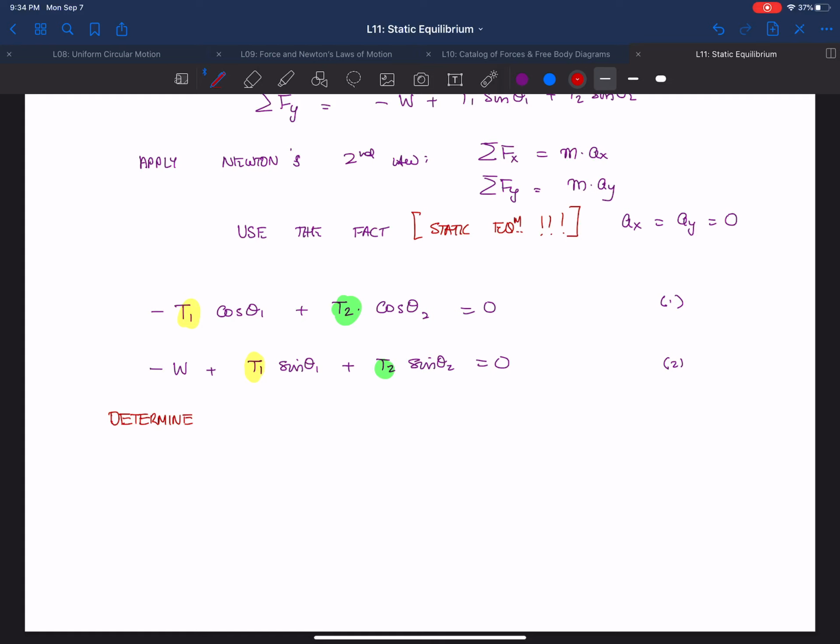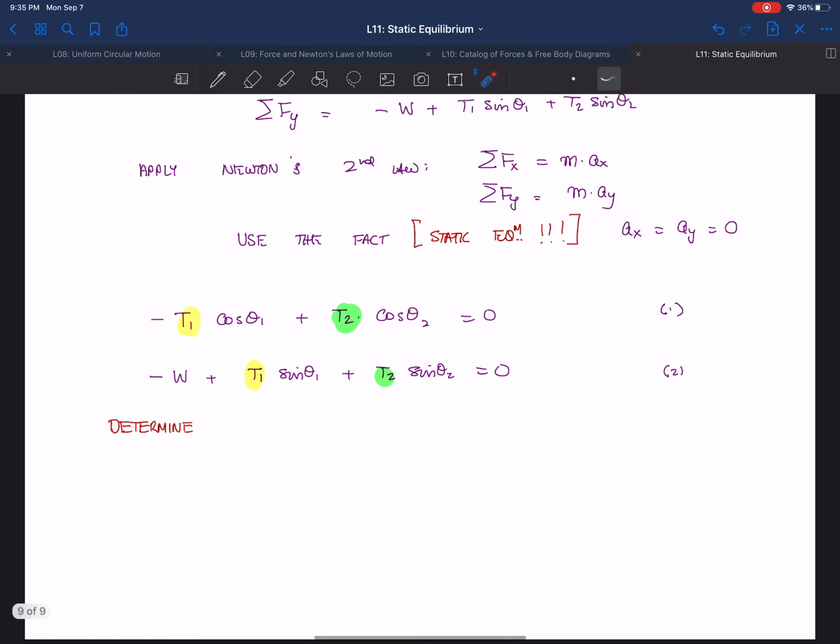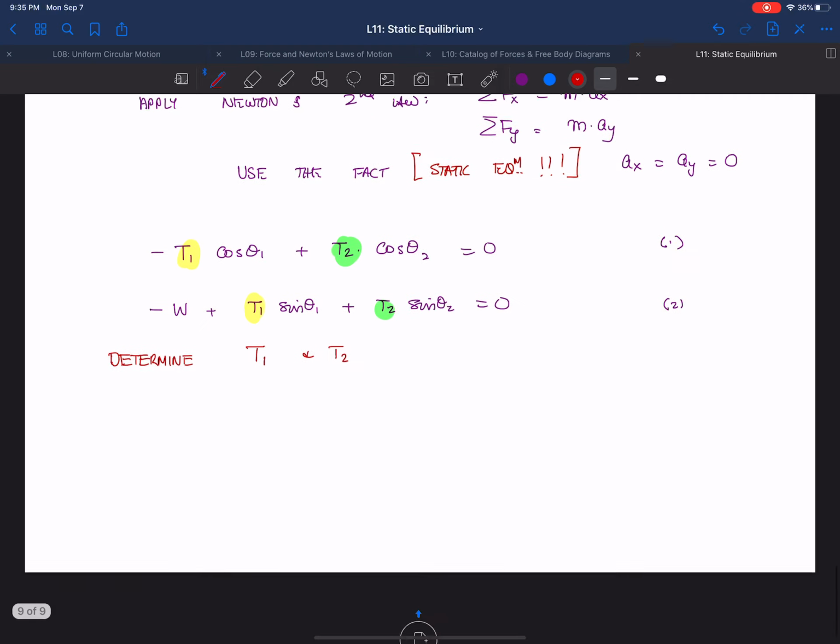So again, variations to these problems: you may be given the tension in one of the ropes, and the unknowns could instead be the weight and T2. That's another variation to this problem as well. But here we are supposed to determine T1 and T2.